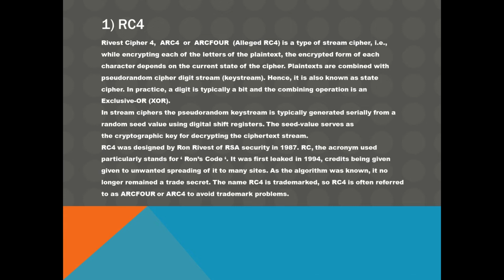RC4 was designed by Ron Rivest of RSA Security in 1987. RC particularly stands for Ron's Code. It was first leaked in 1994, credited to unwanted spreading of it to many sites. As it had spread unwantedly to many sites, the algorithm no longer remained a trade secret. That is why the name RC4 is allegedly trademarked, and it is often referred to as ARC4 to avoid trademark problems.